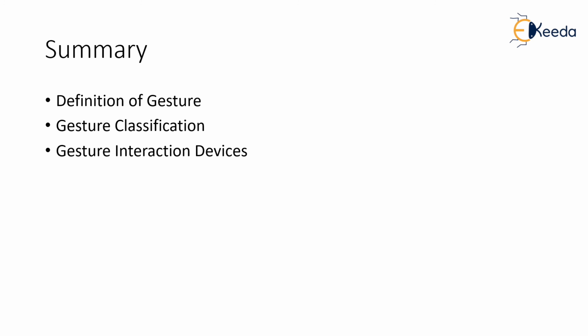To summarize the lecture, today we learned about the definition and importance of gesture in virtual reality. We then studied various classifications of gestures, such as the spatiotemporal, interaction, and scope of interaction. We then got an idea of the gesture interaction devices also. In the next lecture, we will learn about another aspect of virtual reality, which is the importance of sound. Like gesture, sound also plays a key role in virtual reality.